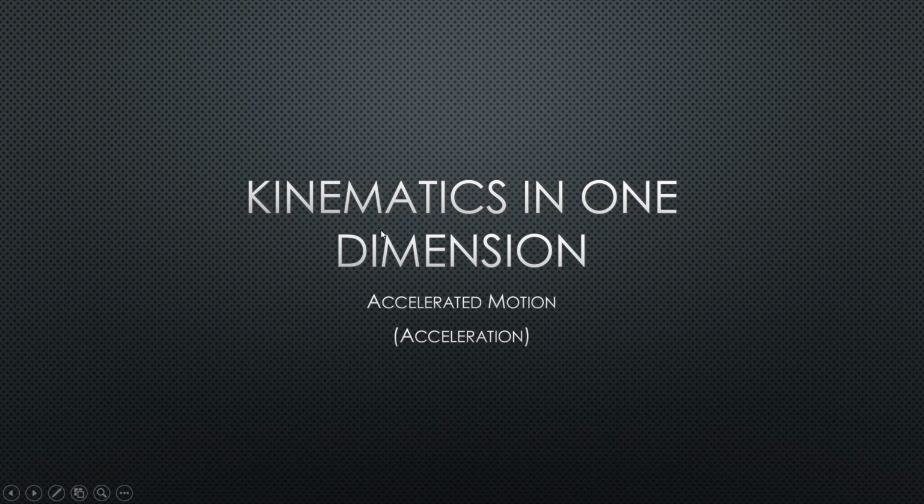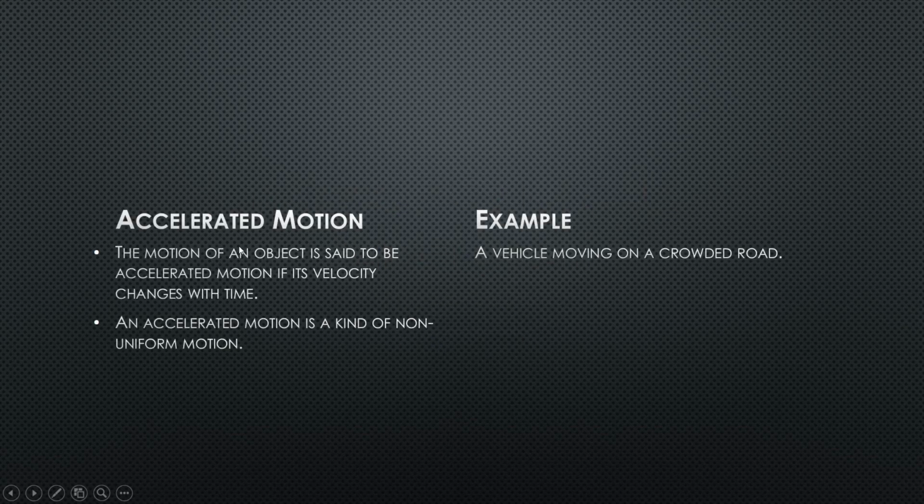Continuation of our discussion about kinematics in one dimension, that is accelerated motion. Accelerated motion is the motion of an object said to be accelerated motion if its velocity changes with time. So an accelerated motion is a kind of non-uniform motion. An example of which is a vehicle moving on a crowded road. Like for example, you are riding in a vehicle, then you approach a crowded area. So the tendency is that the vehicle's movement is non-uniform. Sometimes it accelerates, or it also slows down.